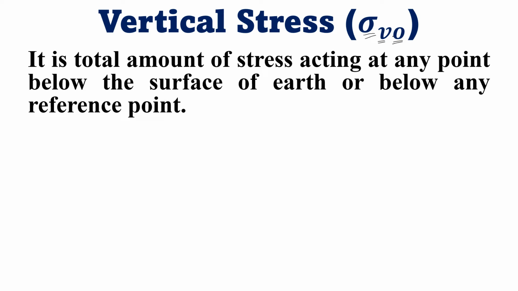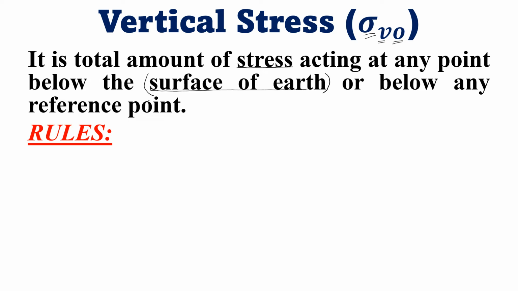So the definition for this vertical stress: it is the total amount of stress acting at any point. We will consider any point below the surface of earth. If we consider the top level as the surface of earth, then this will be our reference point, or below any other reference point. If the reference point is the surface of earth, then we will calculate the stress below the earth's surface. And if there is any other point which we take as the reference, we will calculate the vertical stress below that reference point. In most cases, the vertical stress is calculated below the surface of earth.